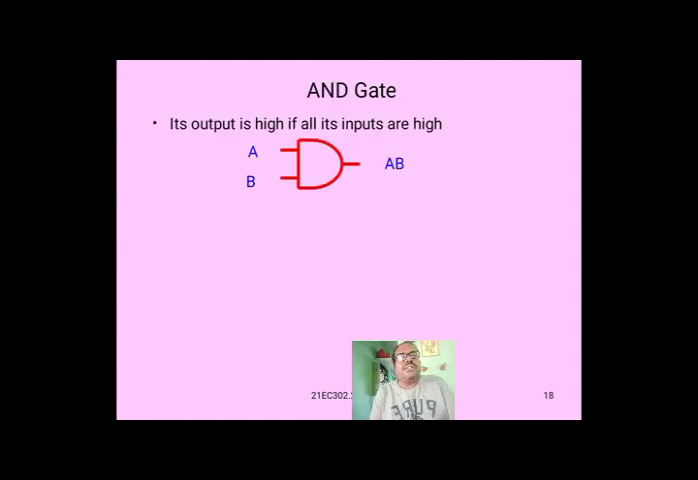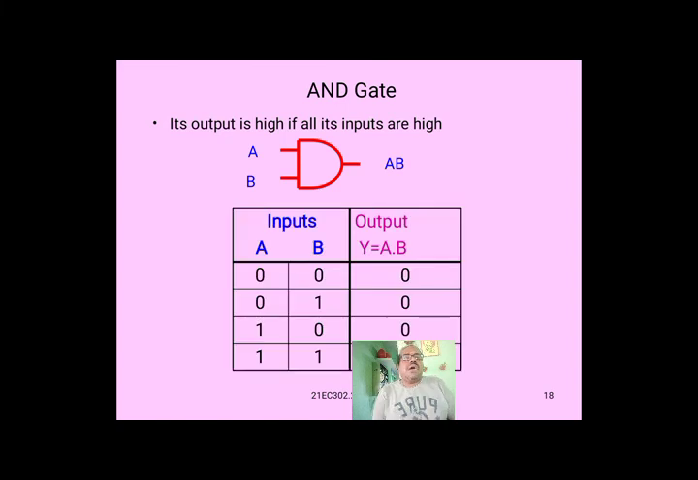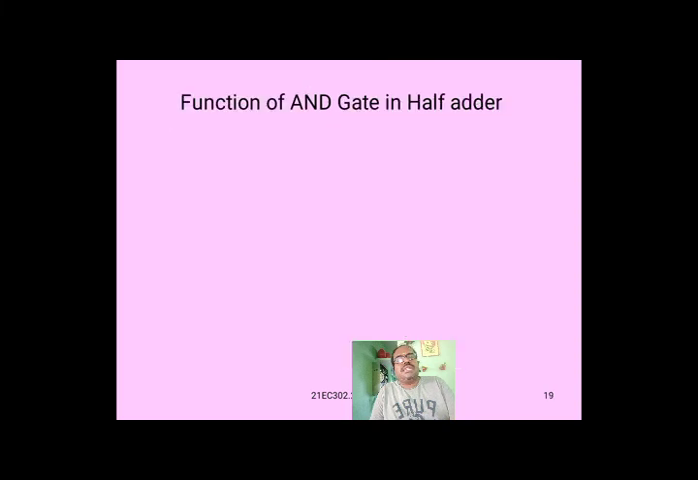Now AND gate. The output is high if all the inputs are high. Inputs A, B, output Y equals A B. Here the truth table is also given. Input 0 0 means output 0. Input 0 1 means output 0. Input 1 0 means output 0. Input 1 1 means output 1. It is the AND gate truth table.